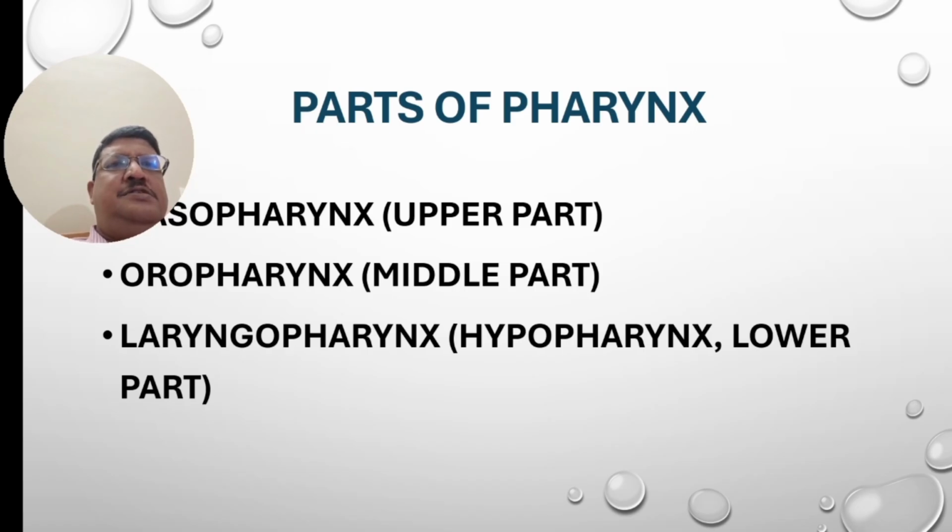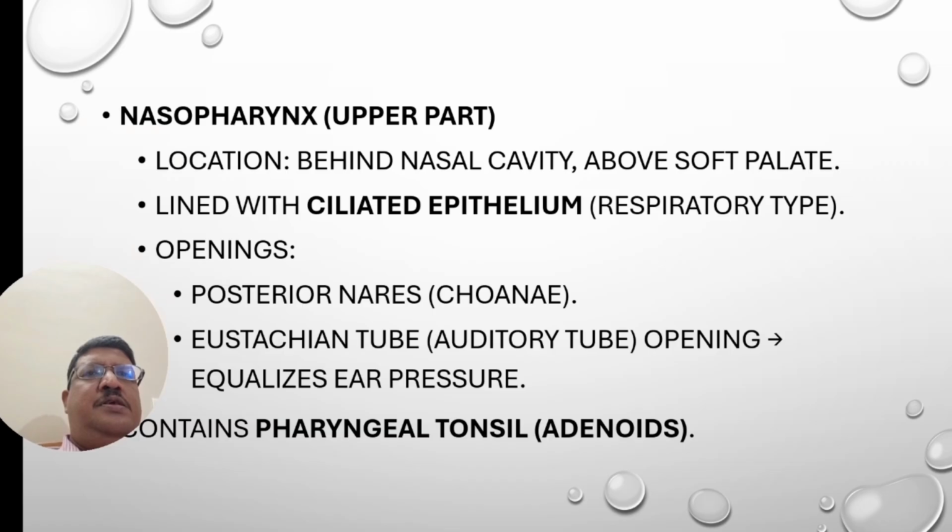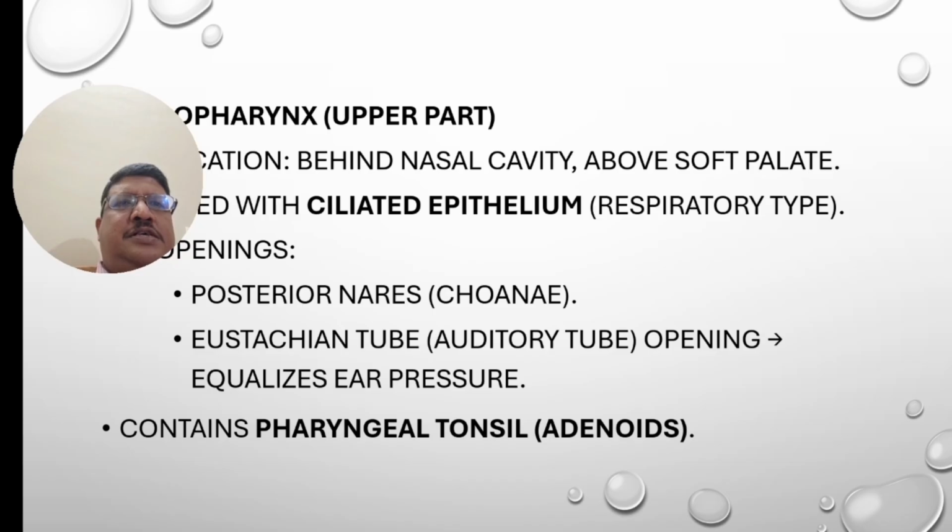Parts of the pharynx: nasopharynx, the upper part; oropharynx, the middle part; laryngopharynx, or hypopharynx, the lower part. Nasopharynx: located behind the nasal cavity, above the soft palate, lined with ciliated epithelium, respiratory type. Openings: posterior nares, eustachian tube, which equalizes ear pressure. It contains the pharyngeal tonsils, the adenoids.